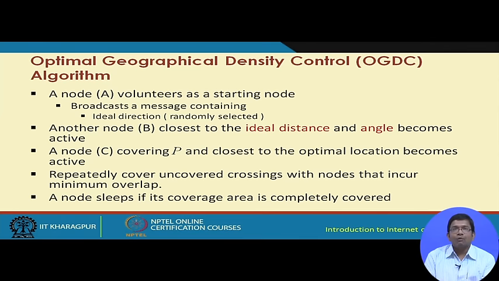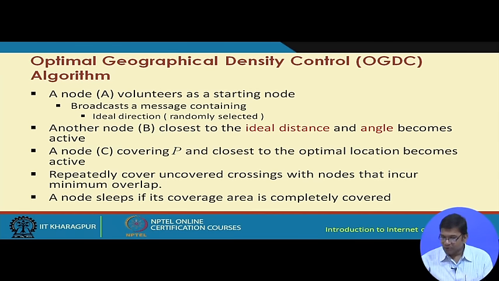So in the OGDC algorithm, what happens is first a node volunteers as a starting node and it starts broadcasting a message containing the ideal direction which is randomly selected. Another node B, which is closest to the ideal distance and angle, becomes active, and a node C covering P and closest to the optimal location becomes active. And repeatedly, it is required to cover the uncovered crossings with nodes that incur minimal overlap. A node sleeps if its coverage area is completely covered.